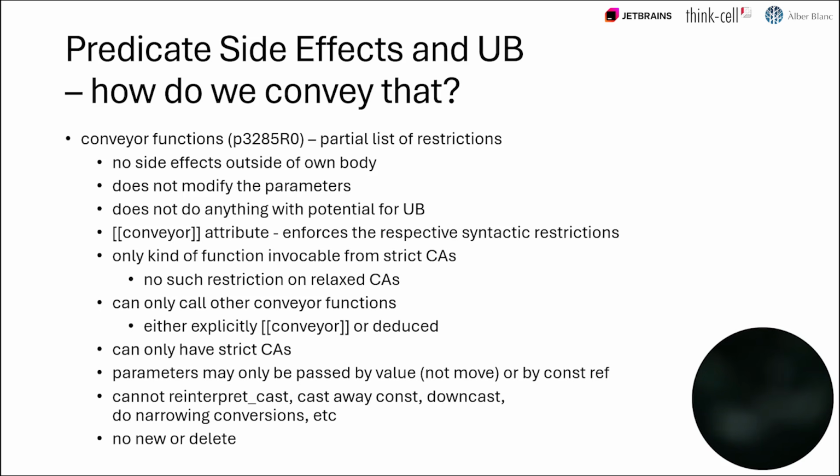This is kind of the opposite of unsafe code in Rust. We would have the current type of contract, which would be relaxed contracts, and we'd have strict contracts, which would only be able to have those restrictions themselves and to invoke only conveyor functions.